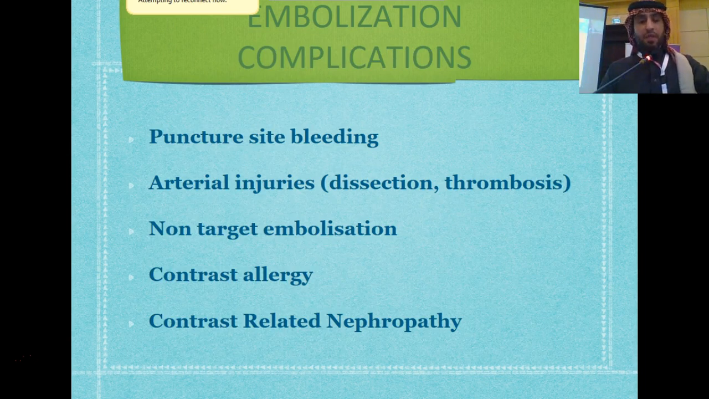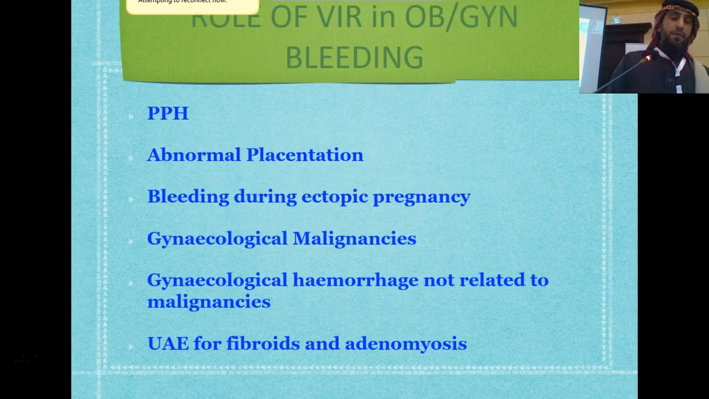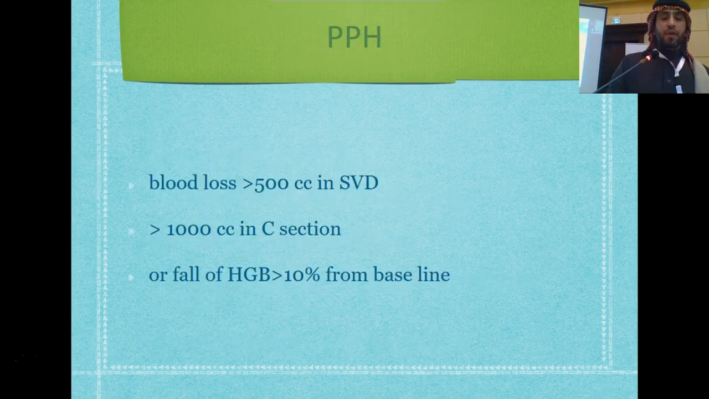I'm going to talk in the coming few minutes mainly about a few procedures like postpartum hemorrhage, and our role in abnormal placentation by inserting internal iliac artery balloons. Our role, although it's rare, is that we can do something in uncontrollable bleeding during ectopic pregnancy, especially cervical pregnancy. Our role also in malignancies for uncontrolled bleeding, and also non-malignant conditions. I'm going to end my talk with fibroid and adenomyosis.